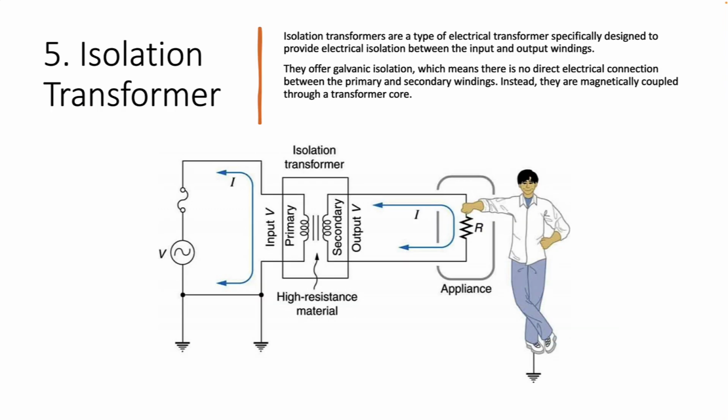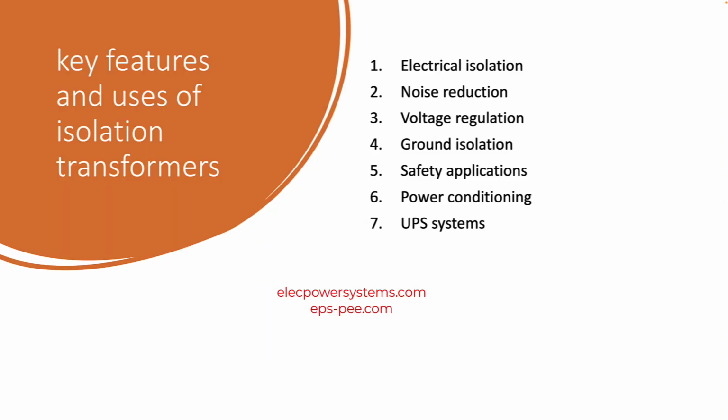Isolation transformers are a type of electrical transformer specifically designed to provide electrical isolation between the input and output windings. They offer galvanic isolation, which means there is no direct electrical connection between the primary and secondary windings. Instead, they are magnetically coupled through a transformer core. Here are some key features and uses of isolation transformers.